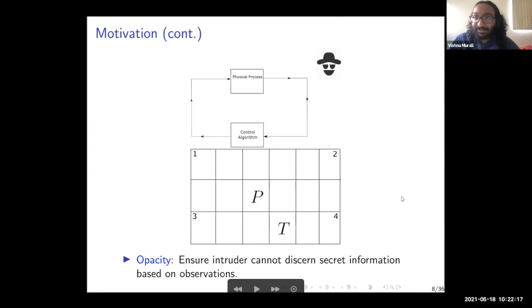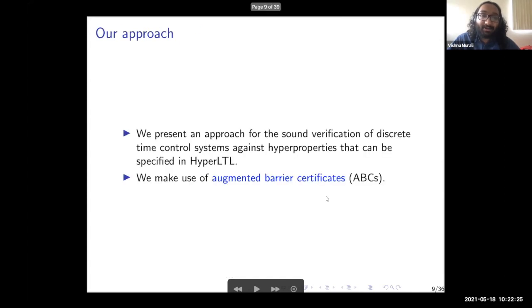As one can see from this toy example, these specifications are not very easy, but are important to guarantee. And so our main contributions are that for the first time, we present a sound verification procedure to verify control systems against hyperproperties that are specified in the logic HyperLTL.